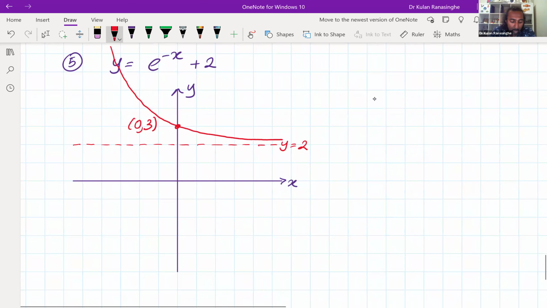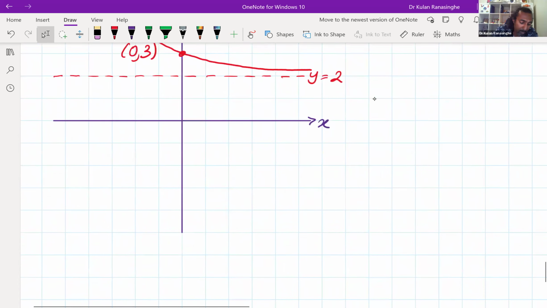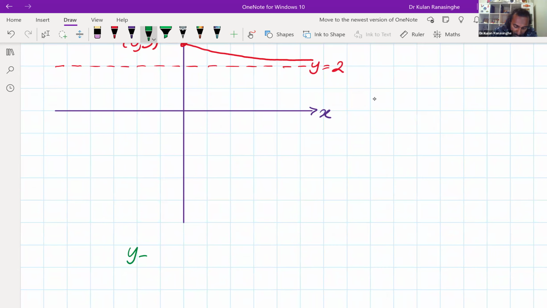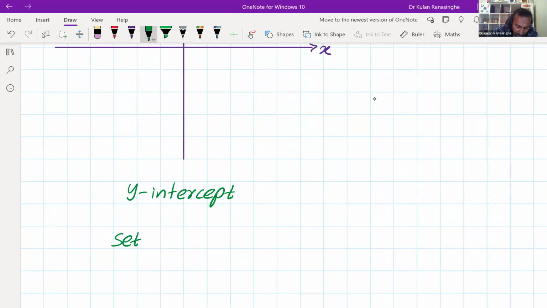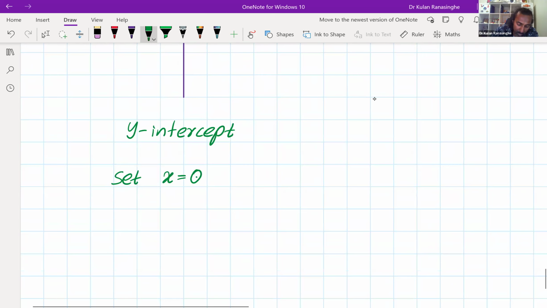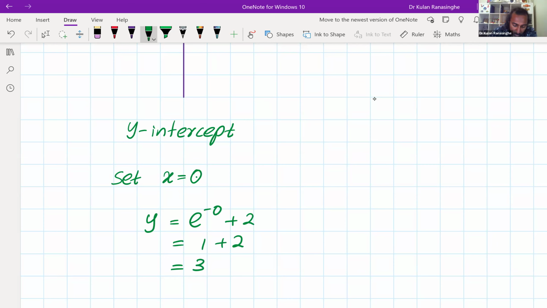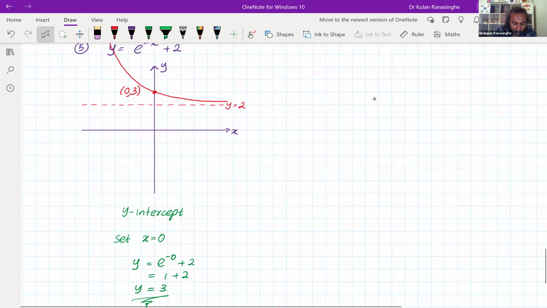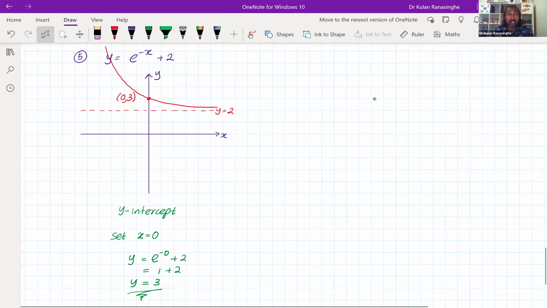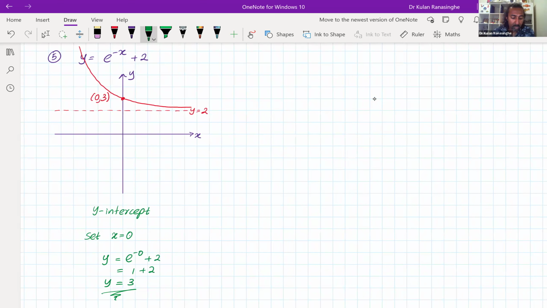Obviously, you can prove it when you set x to 0 to find y. So let's say y-intercept. You set x to 0. That gives me y equals e to the negative 0 plus 2, which is 1 plus 2. That is 3. Awesome work there. Now we have 0, 3. So that is my working. There are no x-intercepts. Hence, it is my graph.